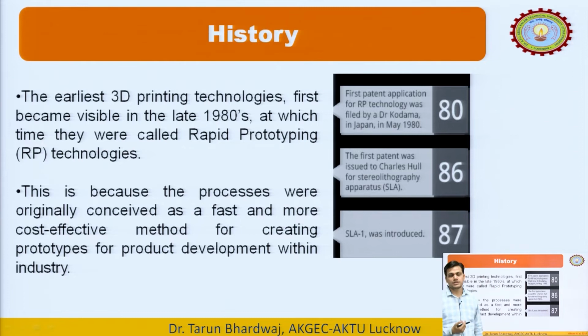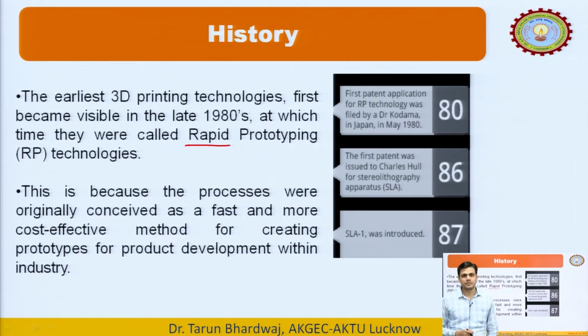Let us start with the history of the additive manufacturing process. The earliest 3D printing technology first became visible in the late 1980s, at which time they were called rapid prototyping, RP technologies. Why did they use this word rapid?